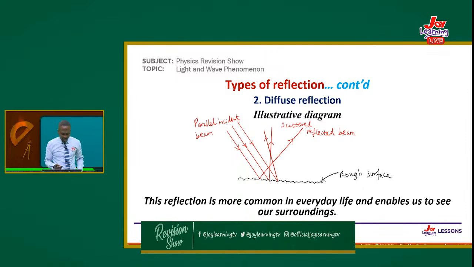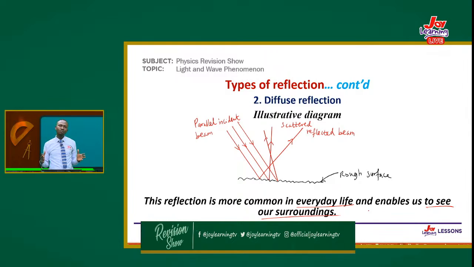And this particular kind of reflection is common in our everyday lives and enables us to see our surroundings. So the way we are able to view or see things that surround us, most often it's due to scattered or diffuse reflection.